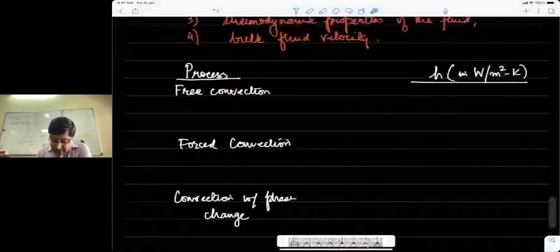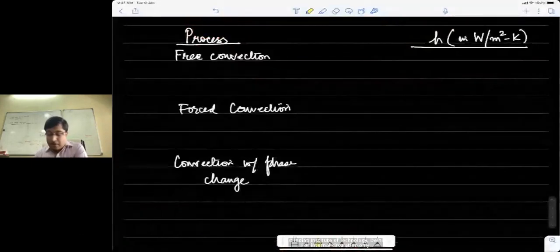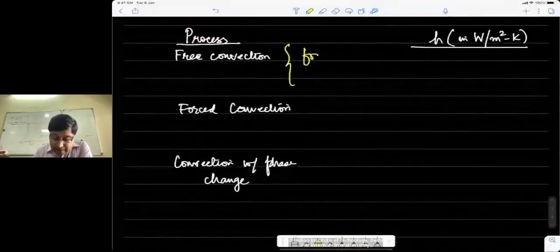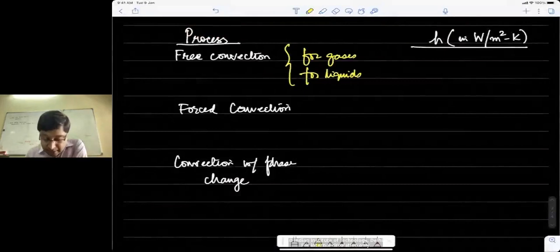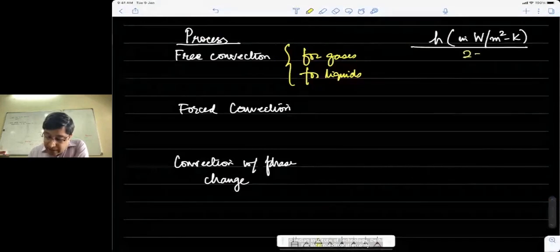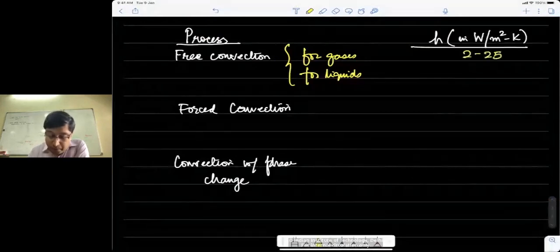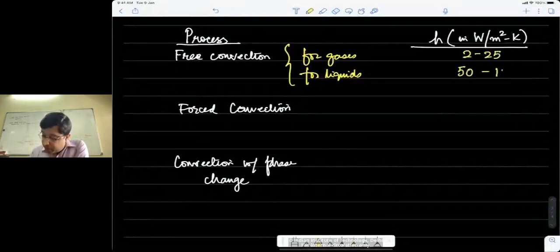Okay, so let's come back to these values. For free convection, we can write values for gases and separately for liquids, because the values change depending on the choice of the fluid, whether it's a condensed phase fluid or a gaseous fluid. Typically in gases, we will see that the value will be about 2 to 25 watt per meter square Kelvin, whereas in liquids it would be about 50 to 1000 watt per meter square Kelvin.